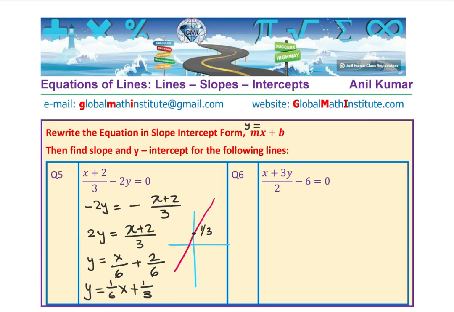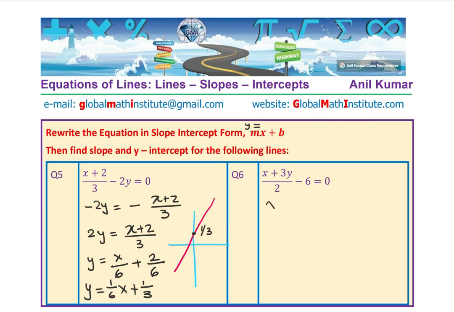So leave that as an exercise for you, okay? Perfect, but the line will look like this, okay? Let's do the next one, which is x plus 3y over 2 minus 6 equals 0. Try it out, right? I hope you can do it. So let's rewrite this.